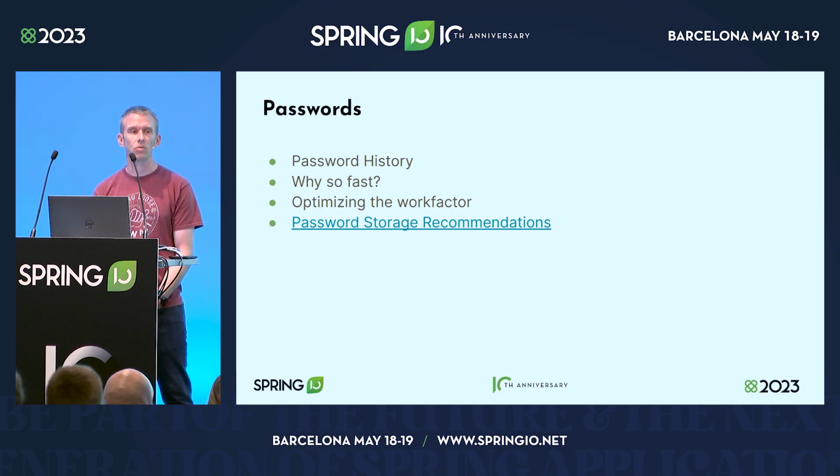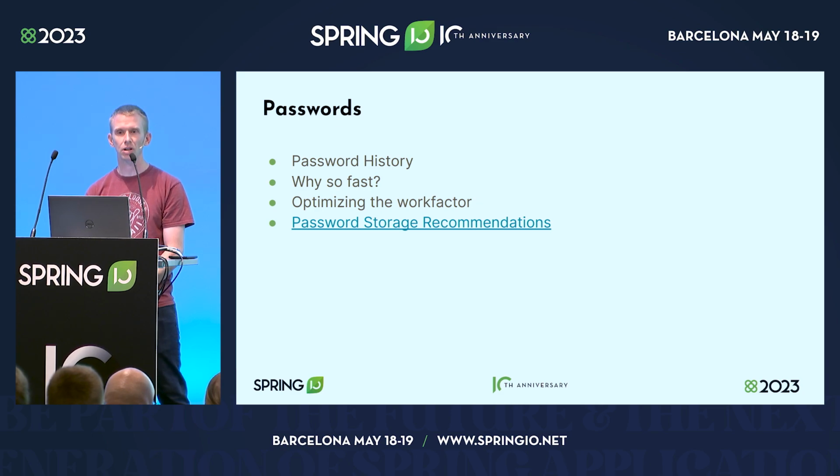So nowadays, what we want to do is we want to use a one-way adaptive function. A one-way adaptive function is something like PBKDF2, bcrypt, scrypt, Argon2. These are all options that you can use for storing your passwords. But what's unique about these is they're intentionally resource intensive. And I say that because a lot of people are like, why is it so slow? Intentionally resource intensive. And the reason for that is because otherwise someone's going to crack it.